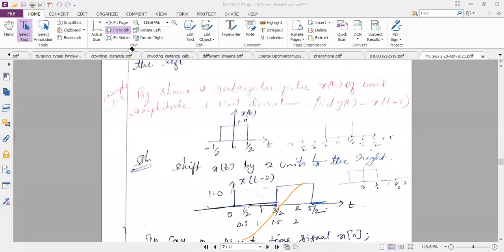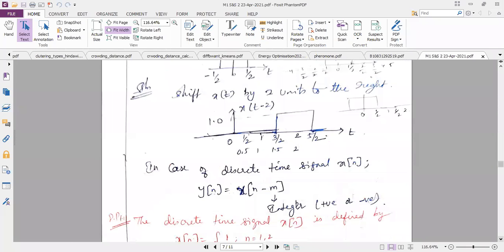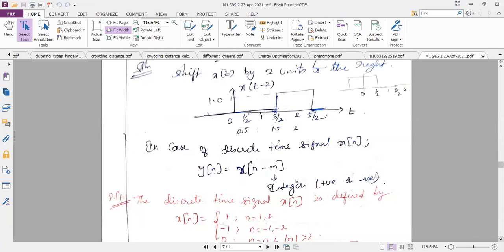So now let me discuss the same concept for the discrete time signal. Discrete time signals you will feel are very easy compared to continuous time signals. But you should know the expression of time shifting in a discrete time signal. Please write down y of n is equal to x of n. But now how many times is it shifted? It is shifted m times. So it can be minus m or plus m.